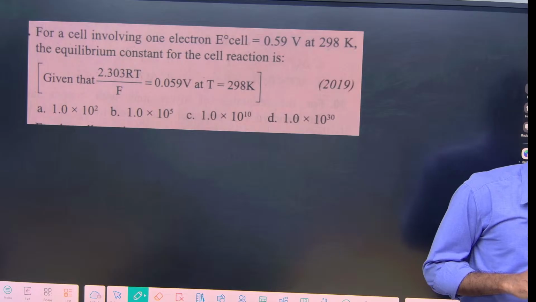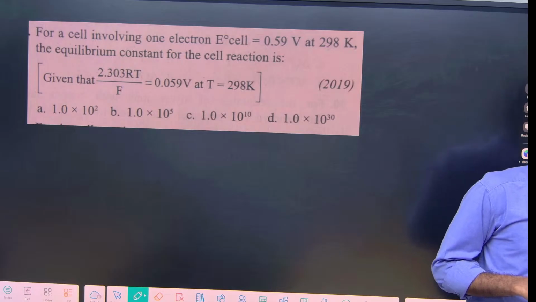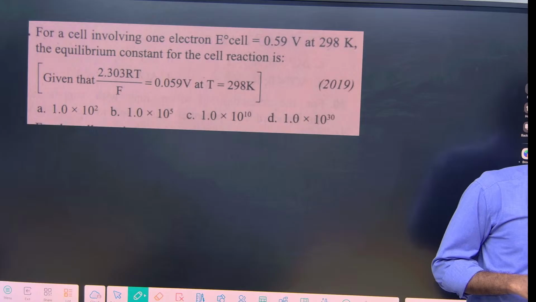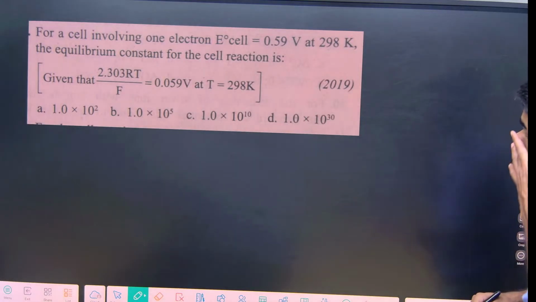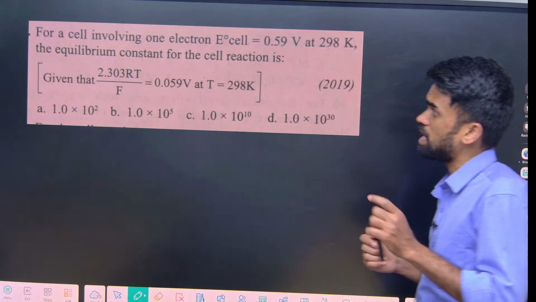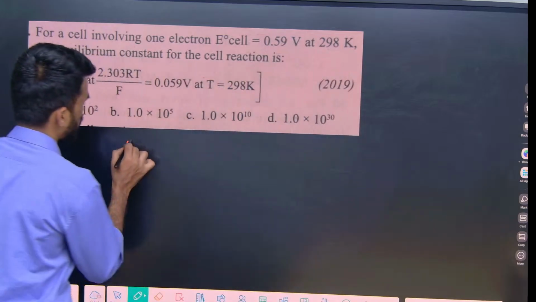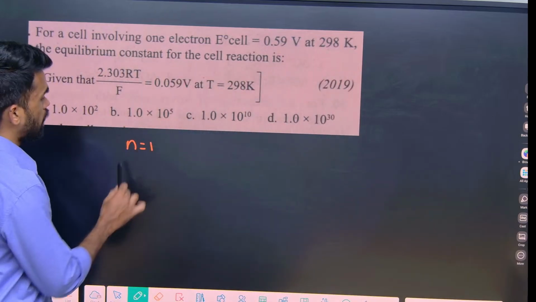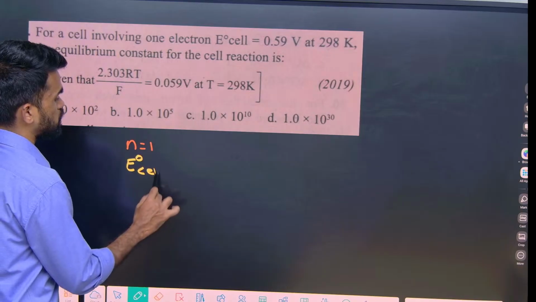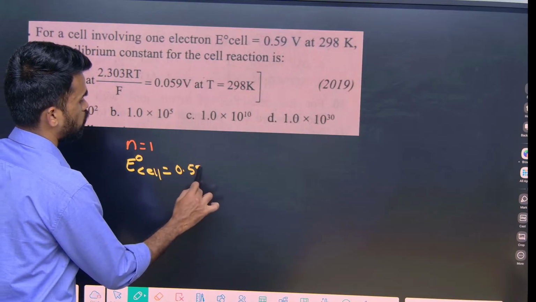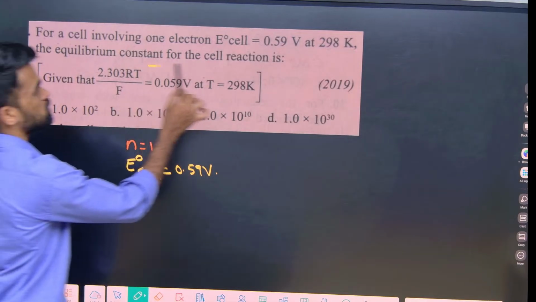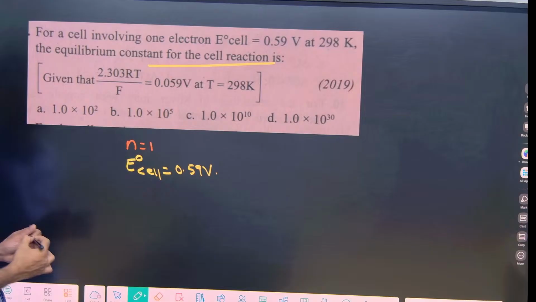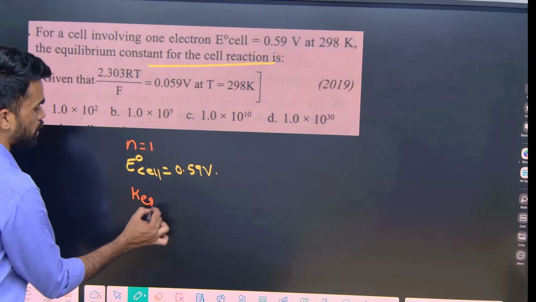Read the question once. What is it saying? For a cell involving one electron, the number of electrons involved is 1, and its standard electrode potential is 0.59 volt at 298 Kelvin. They are asking the equilibrium constant K for the cell reaction, how much?